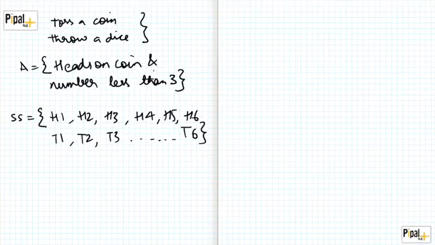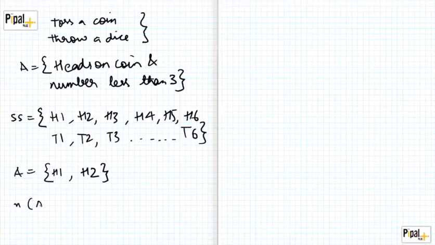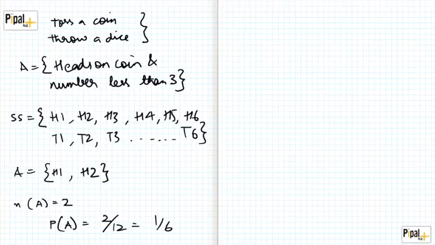Now we are looking for heads on the coin, so A will not have any of the tails outcomes. Once you get a tails, that outcome is ruled out. But a number less than 3 on the dice is 1 and 2 only. So A has H1 and H2 as the favorable outcomes only, right? So the number of elements in A is 2. So the probability of the event A happening is 2 divided by 12 elements in the sample space, which is equal to 1 by 6, right?